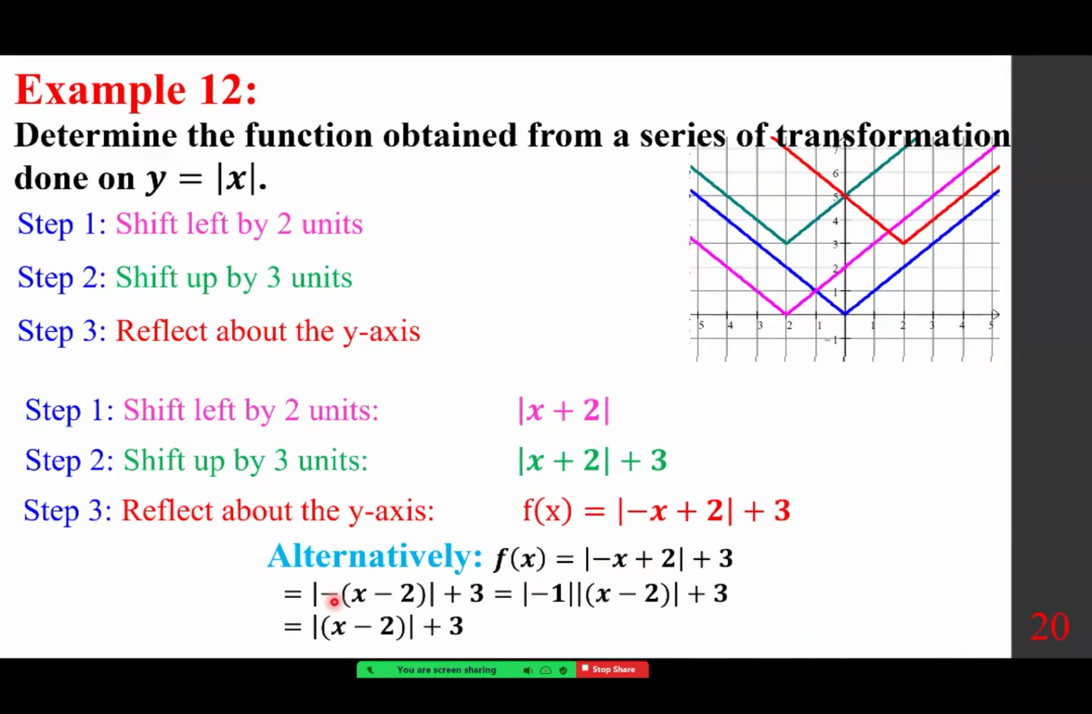If you take the negative and distribute it in this manner, so minus the parentheses x minus 2, this makes it absolute value of minus 1 times absolute value of x minus 2. As you know, absolute value of minus 1 is the same as 1. So it's absolute value of x minus 2 plus 3. You can look at it this way, which means what? This means 2 to the right, 3 up. Look at the blue one. 2 to the right, 3 up gives you the red one. So this is another way of approaching it.